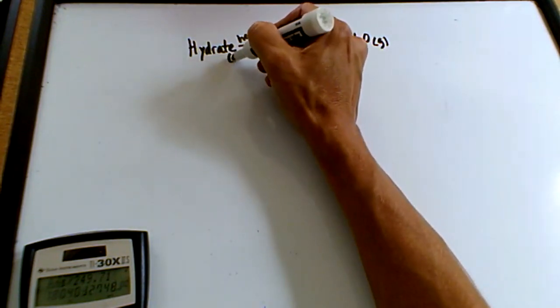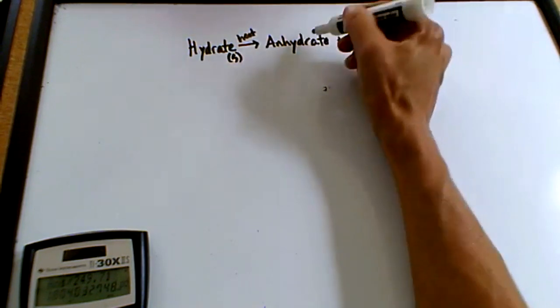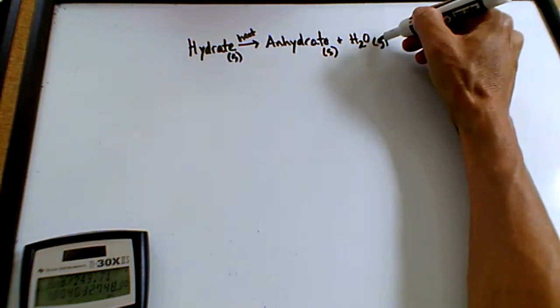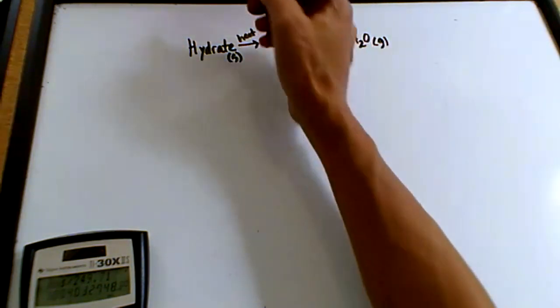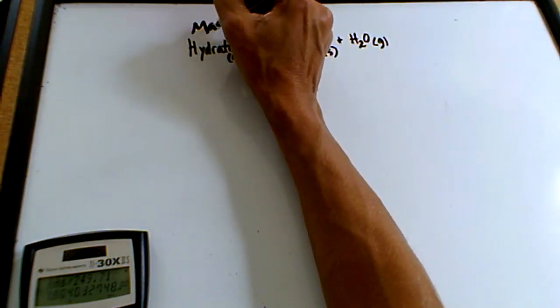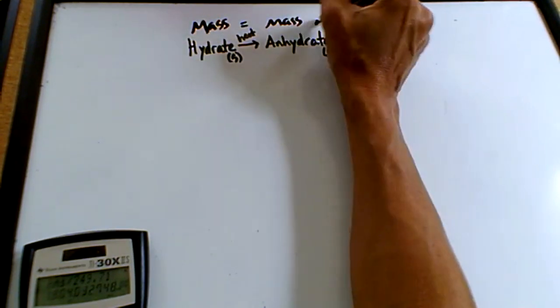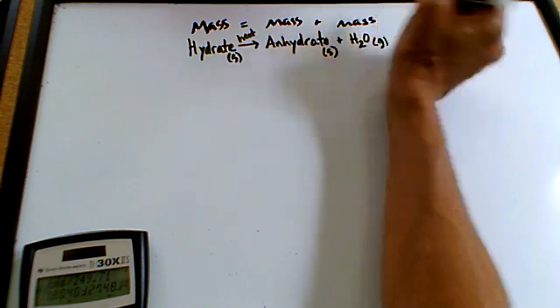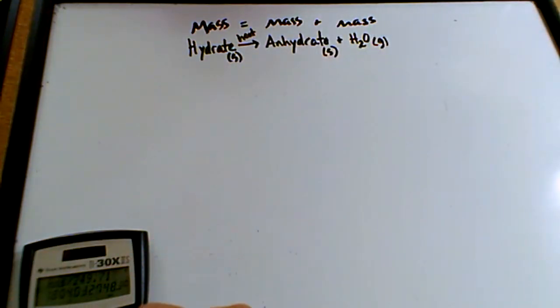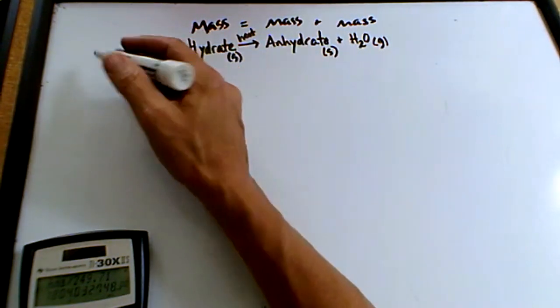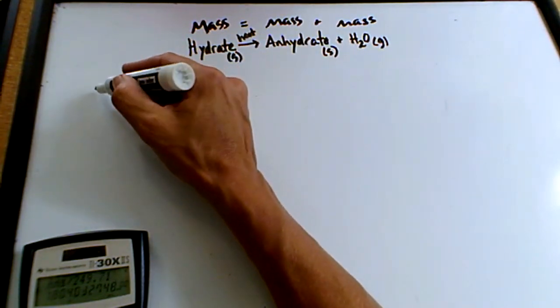This would be a shiny crystal-like solid. This would be a dull, chalky-like material. The gas is going to exit the system. Make sure you realize that we have a law of conservation of mass here. Very, very simple idea.